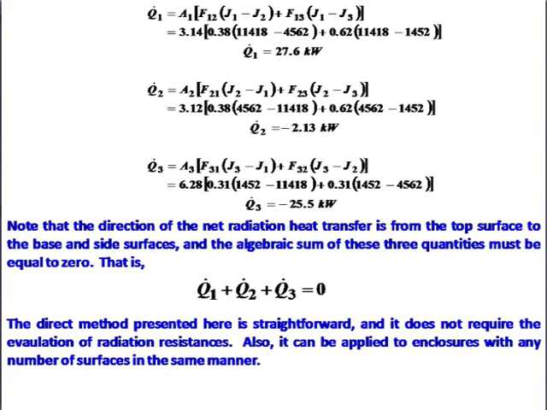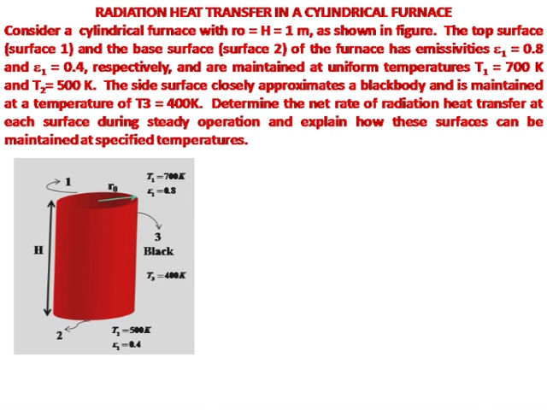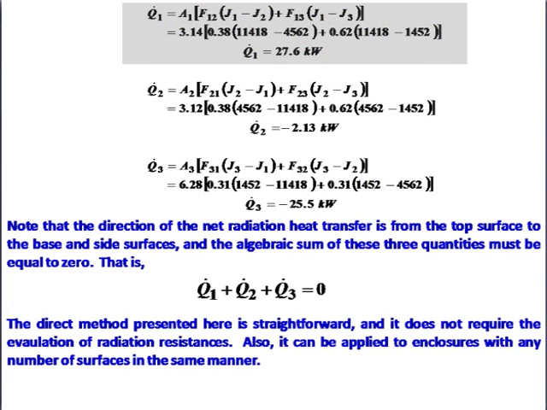So, what is happening with Q dot 1? See the temperatures, you will be able to understand. Temperature T1 is at the highest temperature, T2 is at a lower temperature, and T3 is still lower. Q dot 1 is coming out to be positive, that means it is radiating heat. Q2 and Q3 are receiving heat. That is the interpretation of the plus and minus sign.